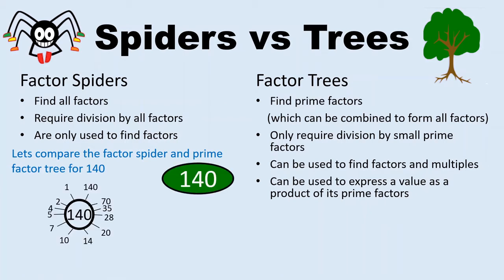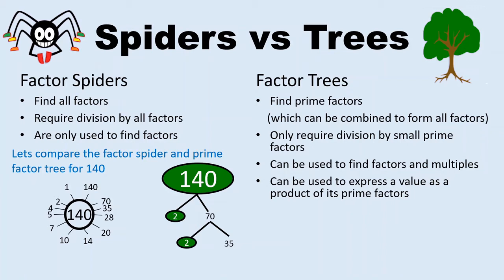So starting with the number 140, I'm going to branch off from there using only the prime factors. 140 divided by, what's the smallest prime number I can divide 140 by? 2 is the smallest prime number. Does 140 divide by 2? Yes, it does, and the answer is 70. Now 70 is not prime, so we're going to split that down into prime factors as well. What prime number, the smallest prime number, can we divide 70 by? Can we divide 70 by 2? Yes, we can, and that's 35.